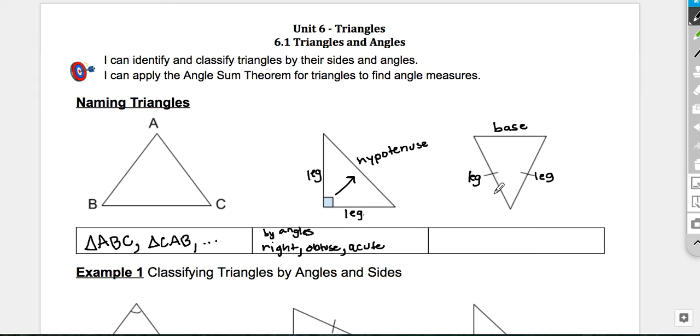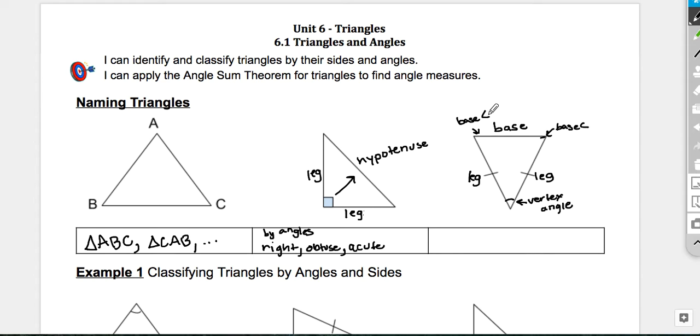Whenever we're talking about angles in an isosceles triangle, this angle up here is called the vertex angle. And these angles are called the base angles. So the angles down here, this is a base angle, and this is also a base angle. And that'll be important in the next lesson.